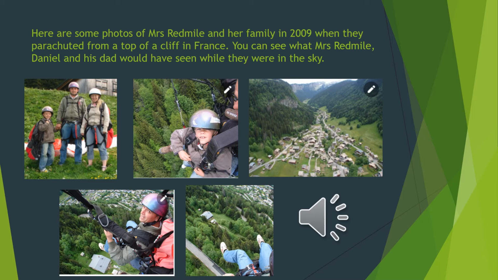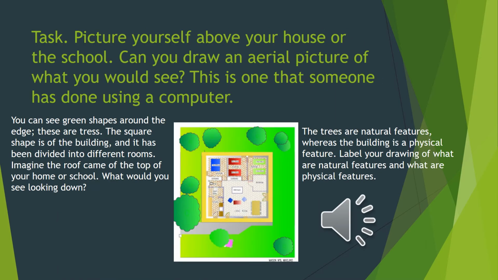on the fifth picture. Your task today is to picture yourself above your house or the school. You can draw an aerial picture of what you would see. This is one that someone has done using a computer. You can use a computer too if you like. You can see the green shapes around the edge. These are trees. The square shape is of the building and has been divided into different rooms.